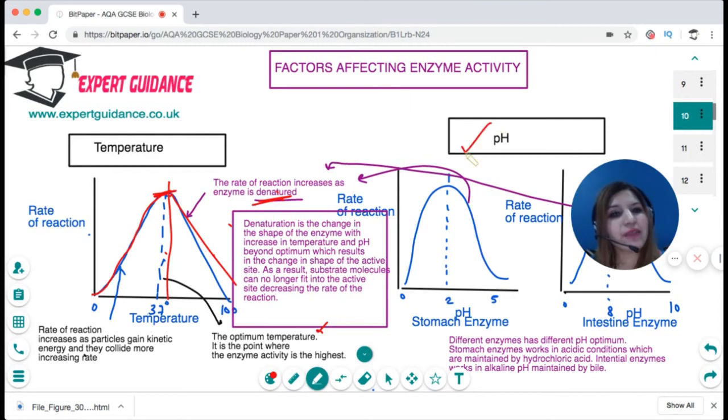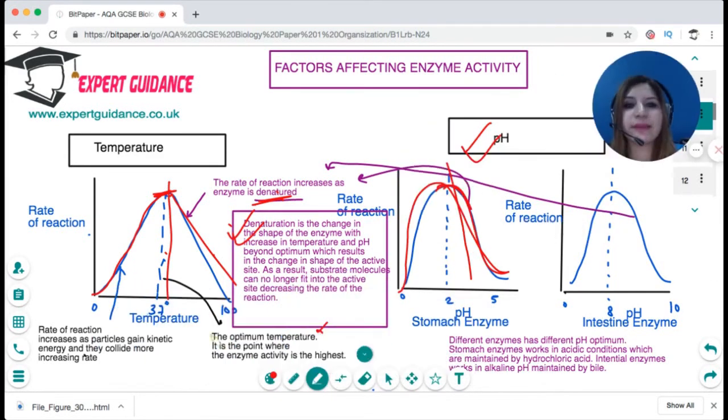The same effect happens with the pH. As you increase the pH, it increases the rate of reaction up to the optimum, and after that it drops. It doesn't drop as suddenly as with temperature, so we make a bell-shaped curve. And then it again drops. Why? There's denaturation because the shape of the enzyme changes.